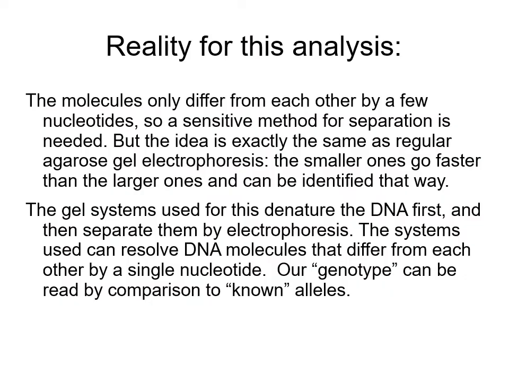Okay, so we need actually a very sensitive way to detect this because we're only looking for 4 nucleotides difference potentially between the products. So the regular agarose gel electrophoresis won't work for us, but there are systems that can basically resolve single nucleotide differences pretty easily. So our genotype can be determined by running it on that kind of a gel system or capillary system that's able to separate molecules with such an amazing degree of sensitivity.